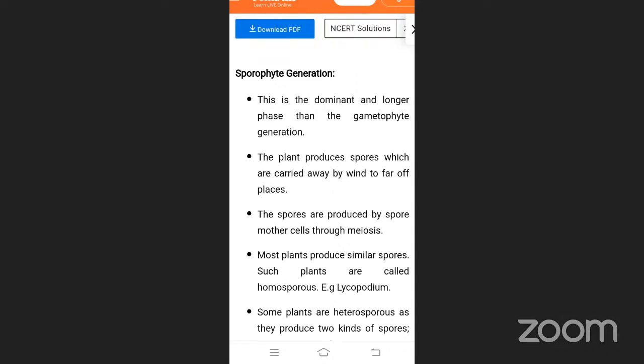Next one is parthenogenesis. Partheno means without fertilization, genesis means development. This is the development of the egg into a sporophyte without fertilization. This is a special character, meaning there is no fusion of the egg and antherozoids.